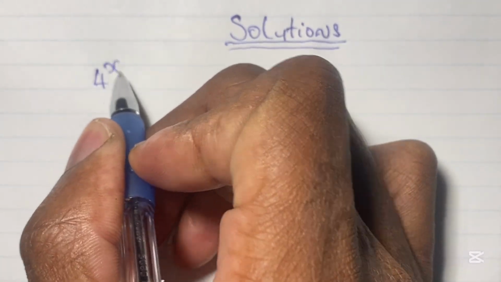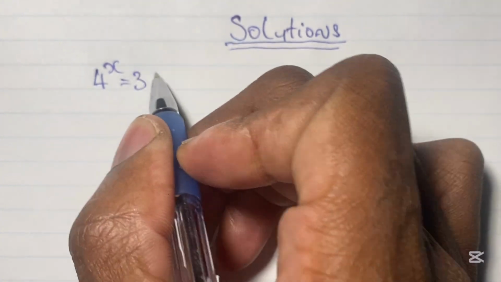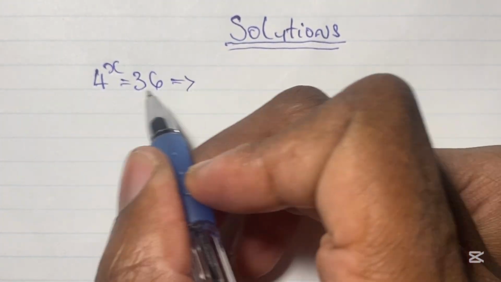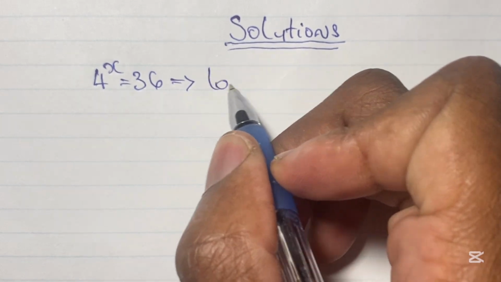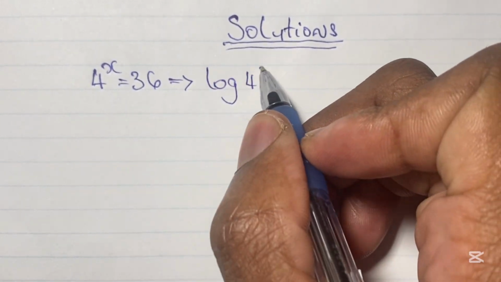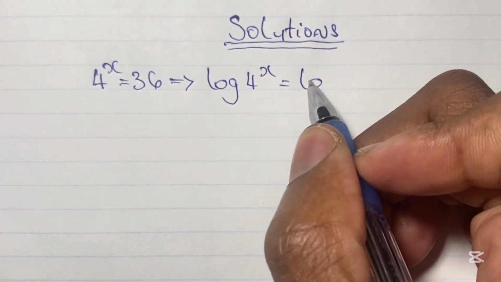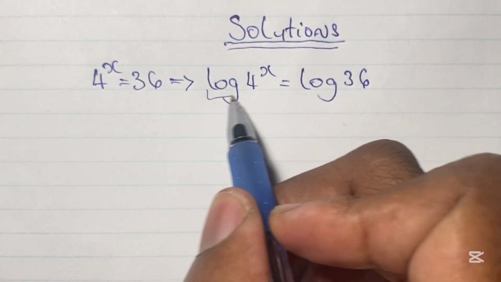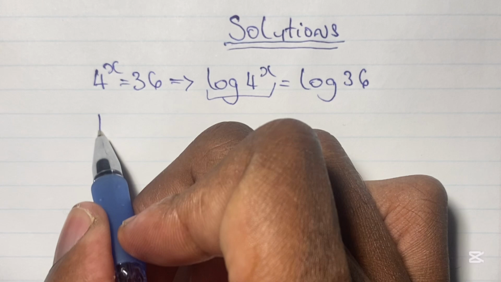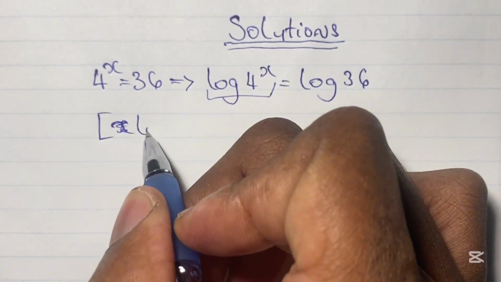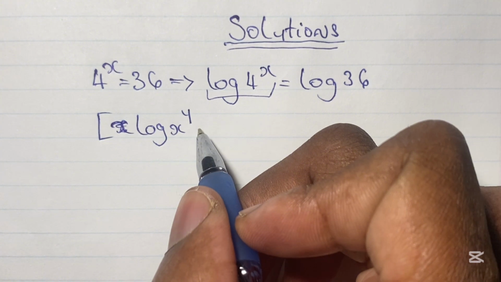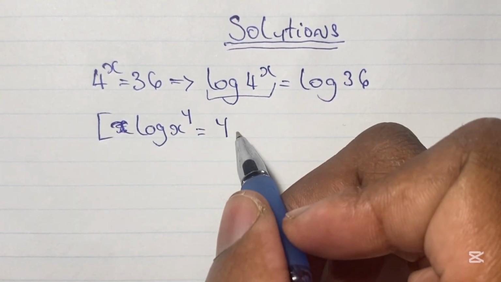So our equation is that 4 to the power of x is equal to 36. And from here we can take log of both sides. So we say log 4 to the power of x is equal to the log of 36. We start to solve for the variable x by using this logarithm rule, which states that if we have an expression log x to the power of y, this expression can be rewritten as y log x.